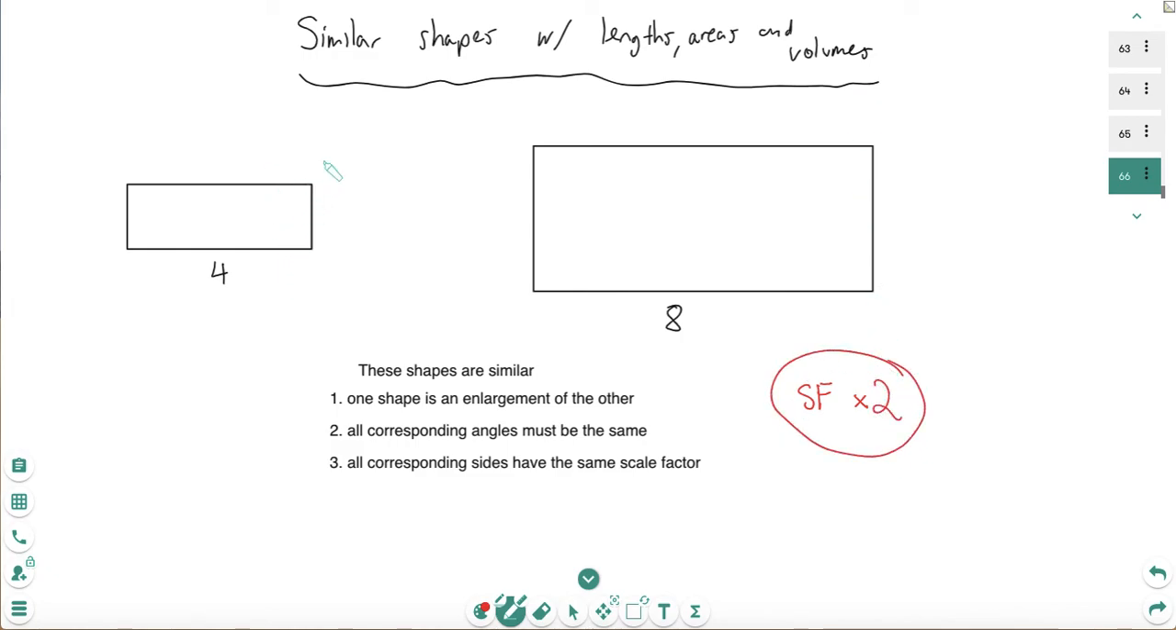Okay? So if I had this length here, let's say this length was 3, how would you find this length? Well, you just get our 3 and multiply it by the scale factor, because these corresponding sides must have the same scale factor as the other corresponding sides. So 4 times 2 makes 8, so 3 times 2 makes 6. So the length is 6.